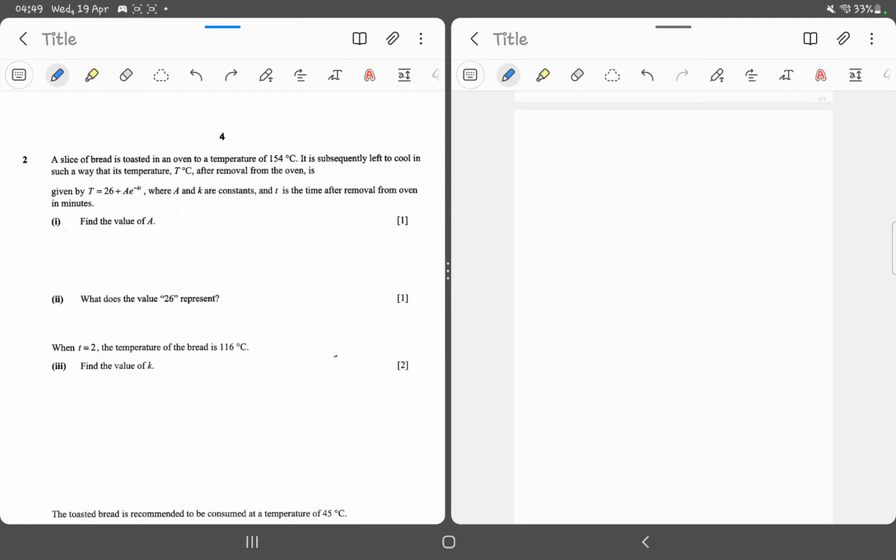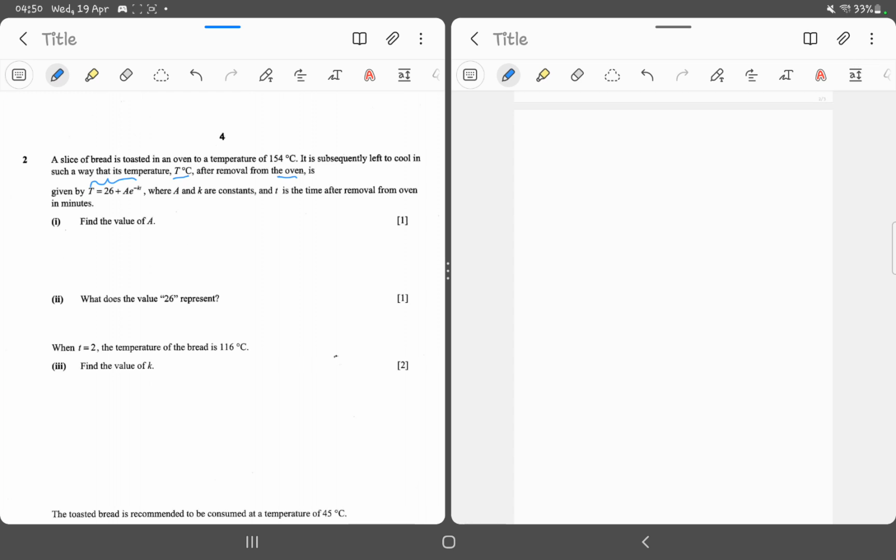A slice of bread is toasted in an oven to a temperature of 154 degrees Celsius. So we are starting from 154 degrees Celsius. It is subsequently left to cool in such a way that its temperature, T degrees Celsius, after removal from the oven is described by this equation: T equals 26 plus A times e to the power of minus kt, where A and k are constants and t is the time after removal from the oven in minutes.